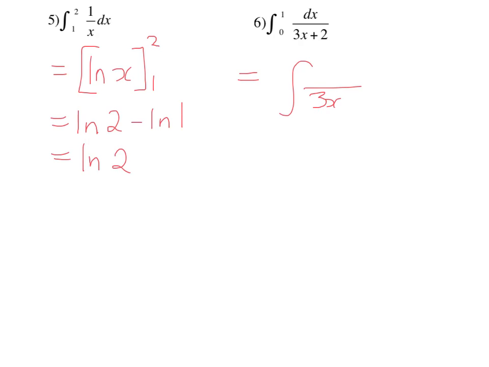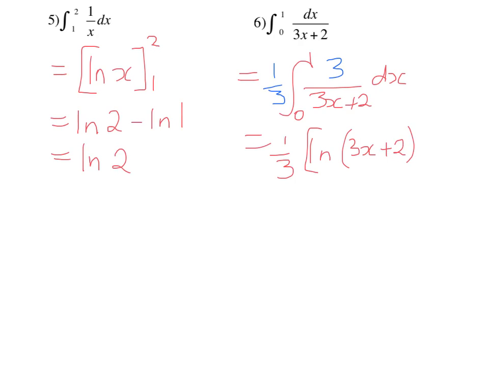Well, the derivative of the denominator is 3, so let's see if we can put a 3 there and a third out the front. And that makes it a little bit easier. And we just also still need our limits, 1 and 0. So that's equal to a third log of the denominator, making sure that denominator is in brackets. And then we have our limits between 1 and 0.